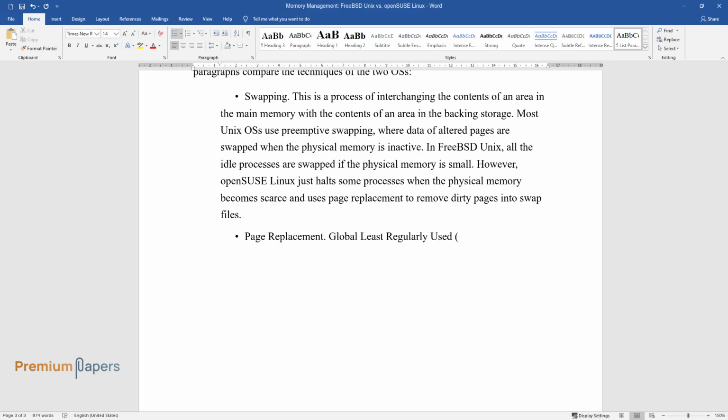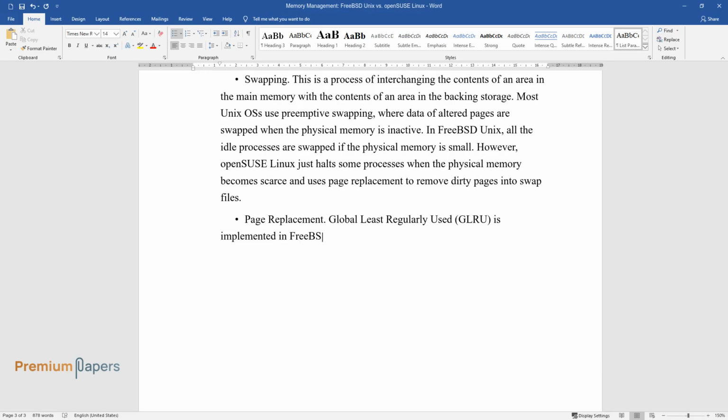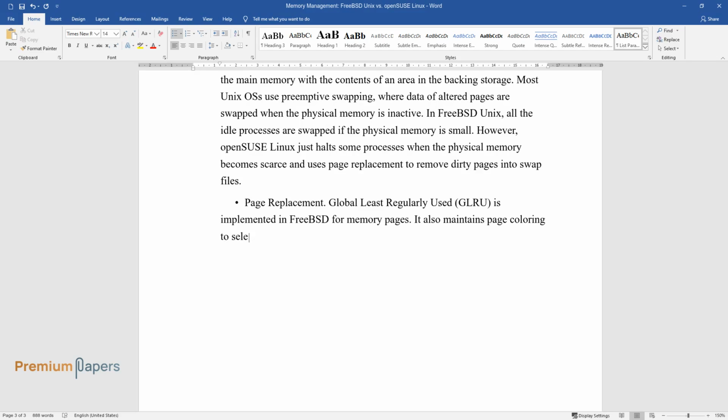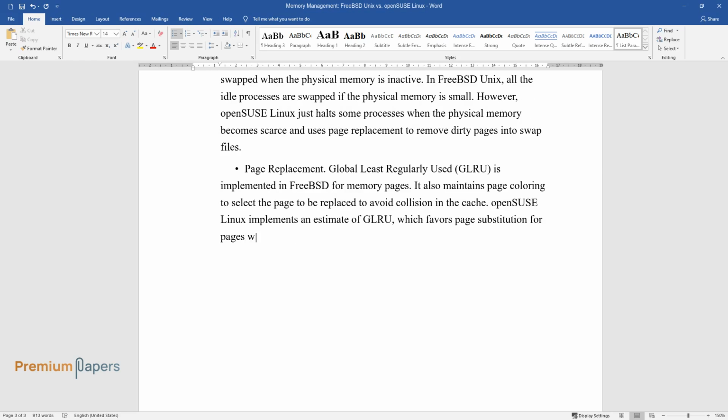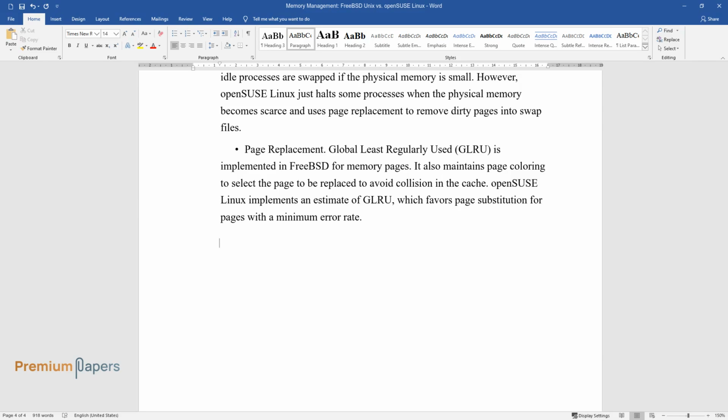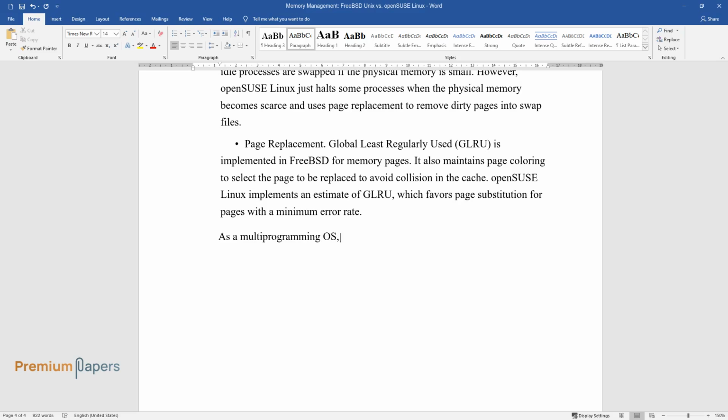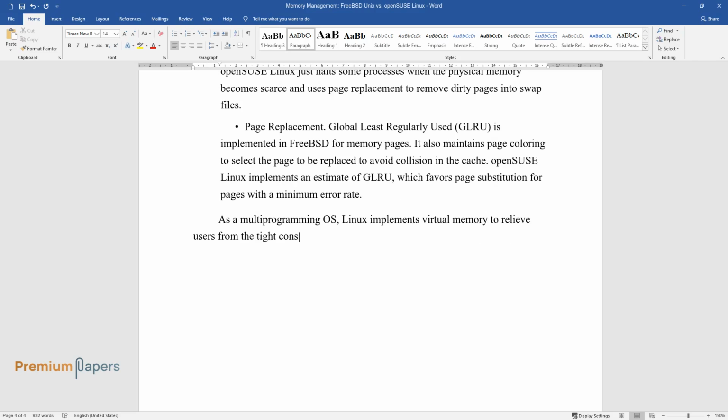Page replacement. Global Least Regularly Used, GLRU, is implemented in FreeBSD for memory pages. It also maintains page coloring to select the page to be replaced to avoid collision in the cache. openSUSE Linux implements an estimate of GLRU, which favors page substitution for pages with a minimum error rate. As a multi-programming OS, Linux implements virtual memory to relieve users from the tight constraints of the main memory.